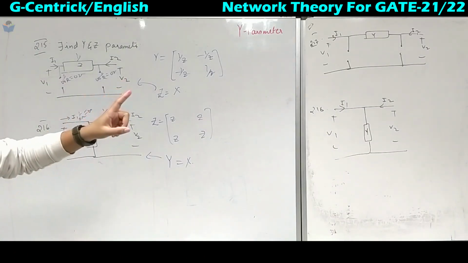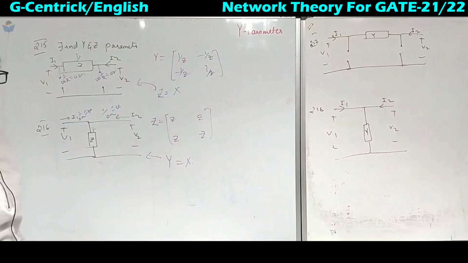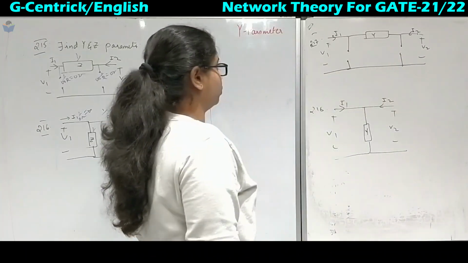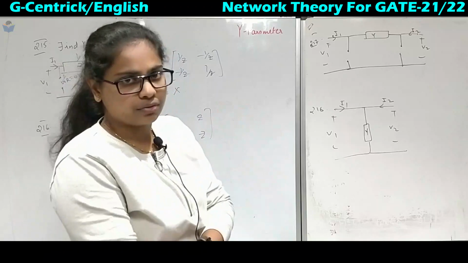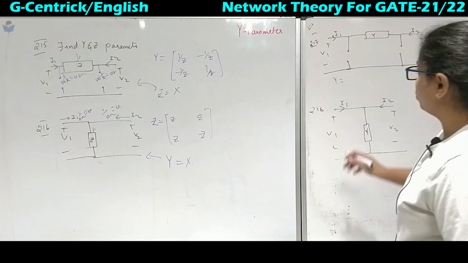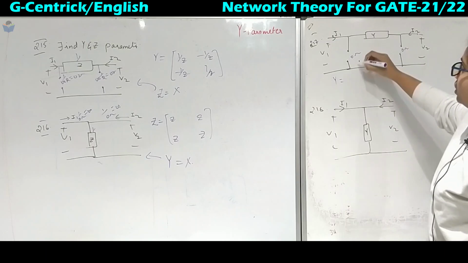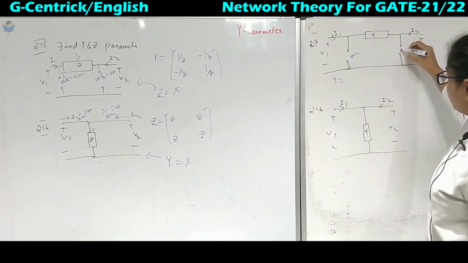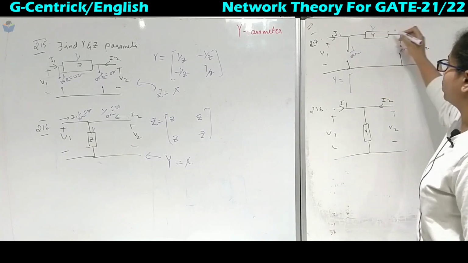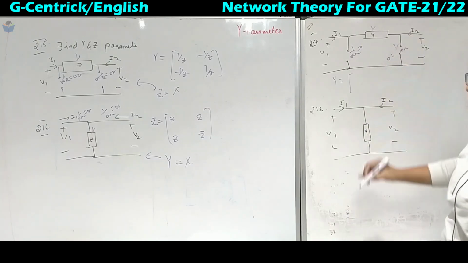Now the questions look similar, 217 and 218. Here we have taken the Z parameter, there we are taking the Y parameter. Coming to question number 217, again it is a similar thing. First we will calculate the Y matrix. This is 0 ohm, this is 0 ohm. I mean infinite resistance, sorry, this is infinite resistance. For calculating the Y matrix we have to take 1 over. When we take this, it will be equal to 0, this will be equal to 0.